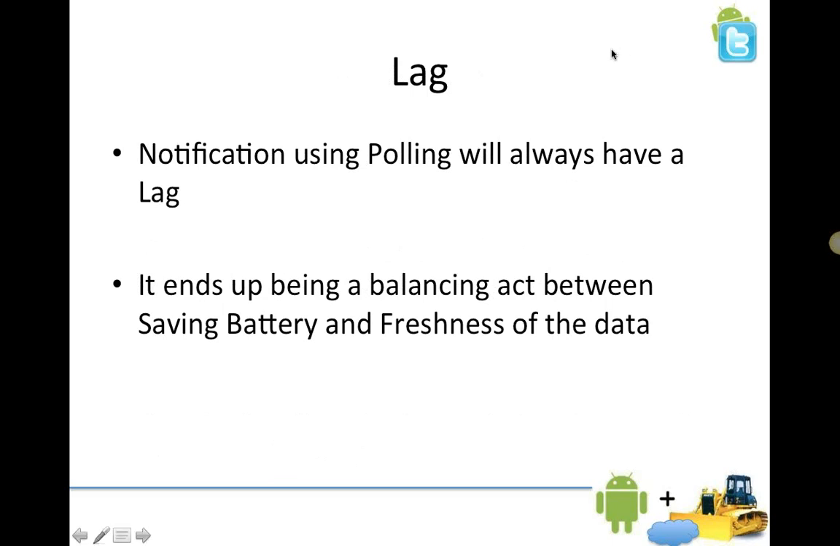The third thing is about lag. Notification using polling will always result in lag, so I won't get my notifications exactly on time. It ends up being a balancing act between saving the battery and keeping the data fresh. If I keep the polling at 1 minute, sure, I'll get the latest information, but then I'm draining my battery and using more of my data plan. So instant notification and polling don't go hand in hand. That's why you need to move away from polling.